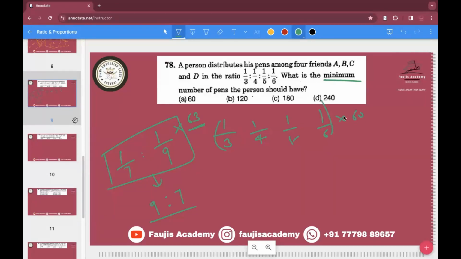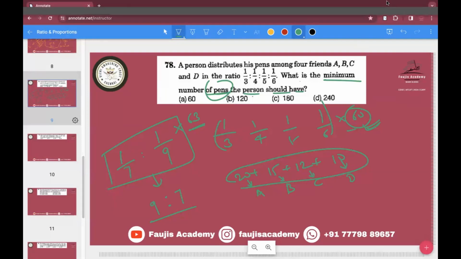So 60 is the multiplier. That is the minimum number of pens the person should have. So it is 20, 15, 12, and 10. Let's add all of this. They're not asking for this number, they're asking what is that minimum number. If he has 60 as the minimum number of pens, he can divide them into these numbers. A will get this much, B will get this much, C will get this much, and D will get this much. Right, boys and girls, ladies and gentlemen.